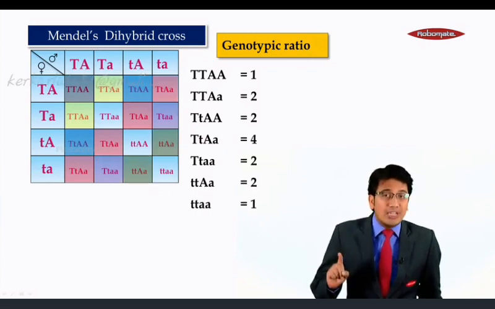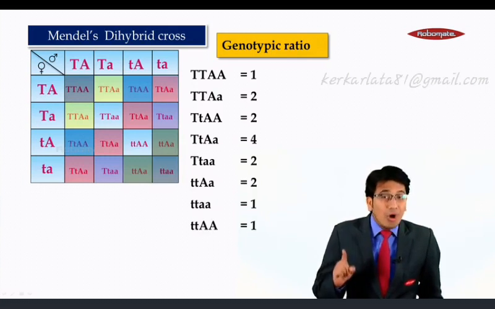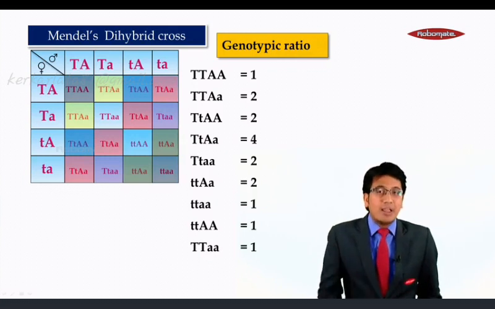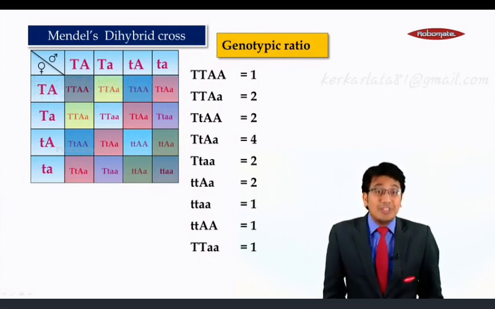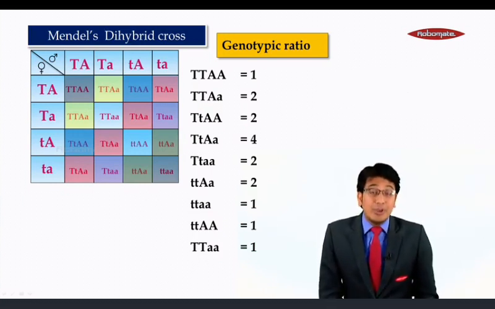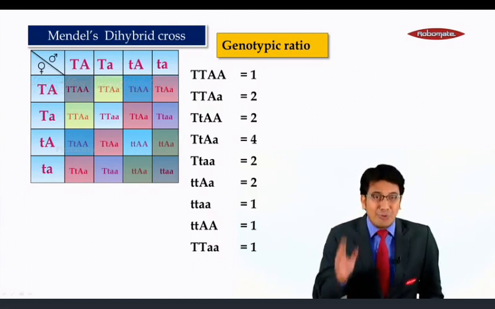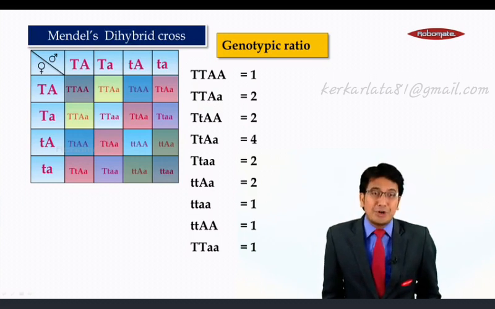Small t, small a, 1. Small t, capital A, again 1. And the last one, capital T, small a, is 1. So this is the genotypic ratio he got: 1:2:2:4:2:2:1:1:1. So this is the phenotypic and genotypic ratio of Mendel's dihybrid cross.